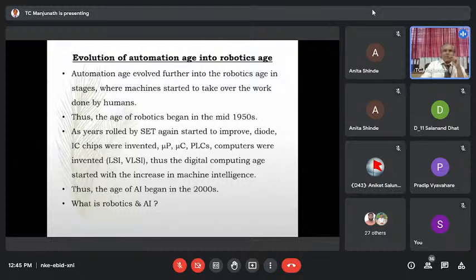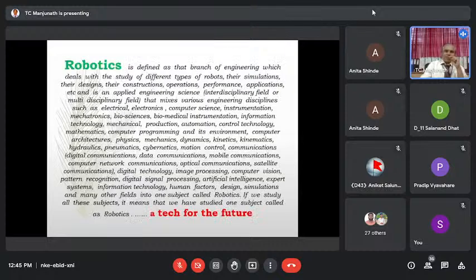As the years rolled by, what happened? Science, engineering, and technology started to improve. The diode was invented, the IC chips were invented, then the microprocessor, microcontrollers, PLCs, and computers were invented, and thus the era of AI began. So this is how we can define robotics.